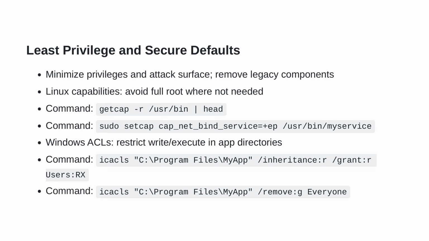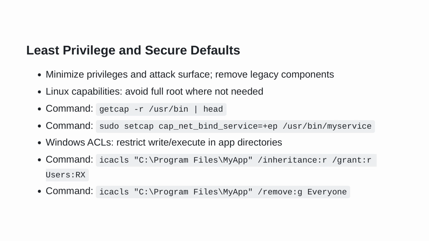Least privilege and secure defaults are about shrinking the blast radius. Trim anything you don't need: old plugins, legacy services, and unnecessary tools, and ensure what remains runs with only the rights it truly requires. On Linux, prefer fine-grained capabilities over full root.